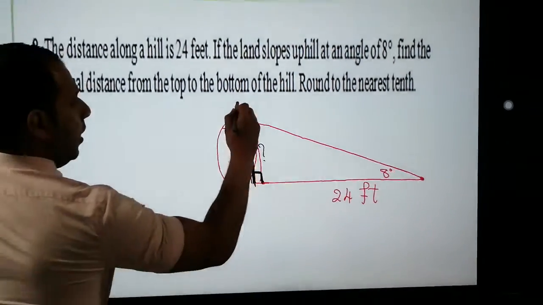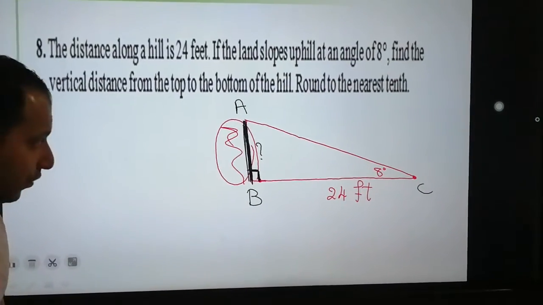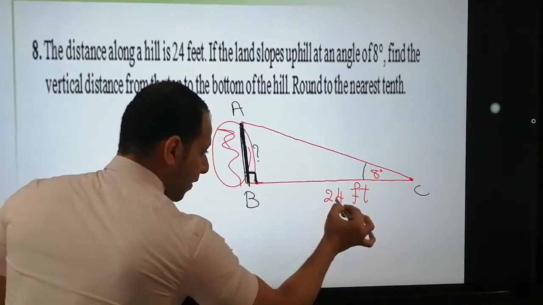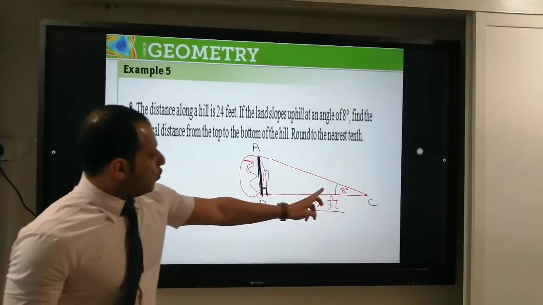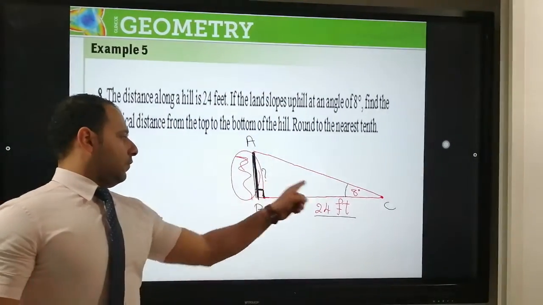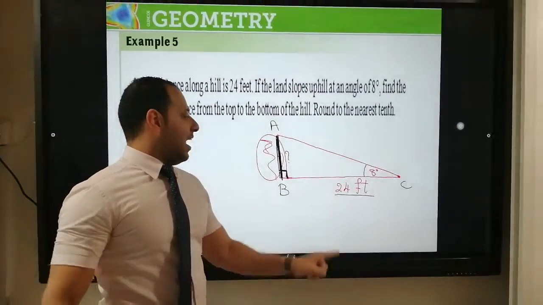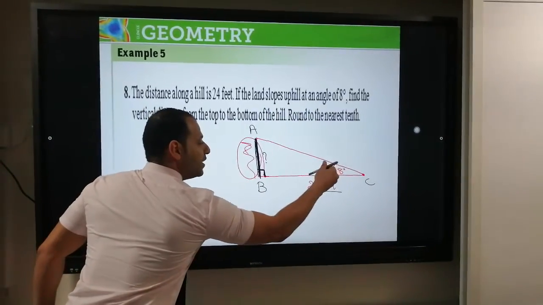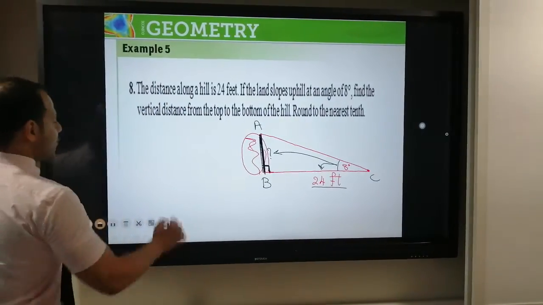Let's make the triangle ABC. I need to find AB. So I have here this angle, and I have the side, so I have to use one of the trig ratios. This is my opposite for the angle, and this is my adjacent. I use tan. Why? Because I need to find the opposite, and the given is the adjacent. Excellent. So I use tan.